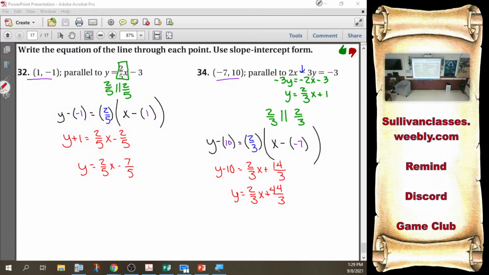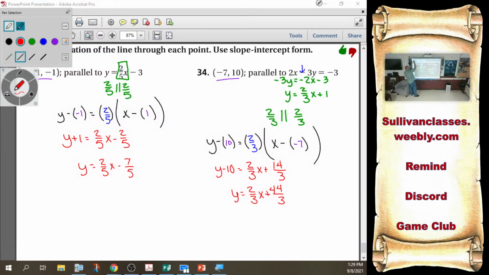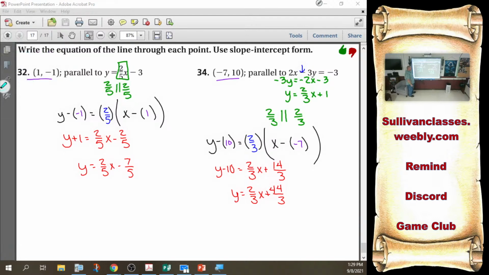Too many people in two different places. So, lock it in. Come up here with it. Stage 1: identify the slope. If I'm parallel to that slope, it doesn't change. Plug it in. Take your points. Plug them in. Minus a -1 is positive. Distribute 2/5, 2/5. When I subtract 1, I'm subtracting 5/5.